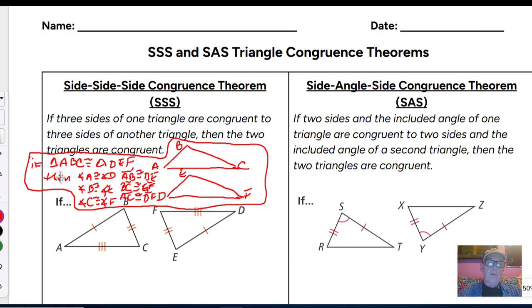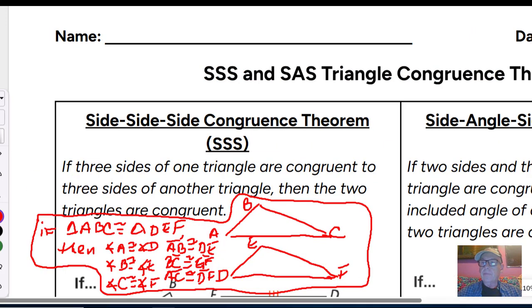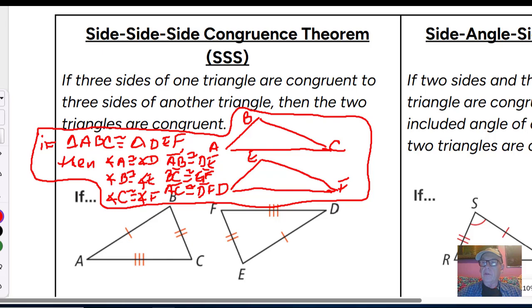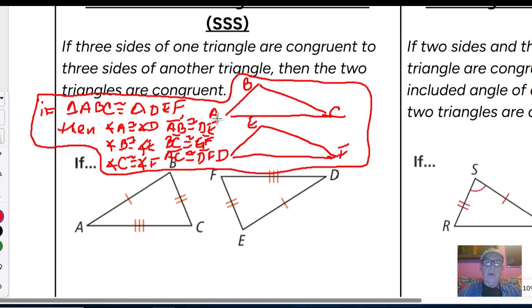So first off, if we look at these two triangles, if two triangles are congruent, then their corresponding parts are congruent. So if we have triangle ABC is congruent to triangle DEF, then because of this triangle congruence, all of their corresponding parts are congruent, which means that angle A is congruent to D, B is congruent to E, C is congruent to F, segment AB is congruent to segment DE, segment BC is congruent to segment EF, and segment AC is congruent to segment DF.